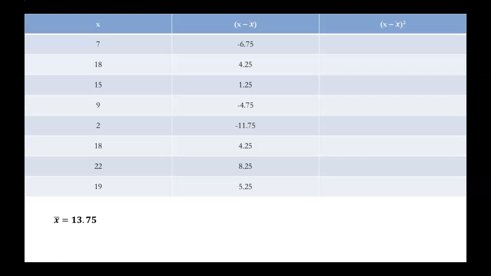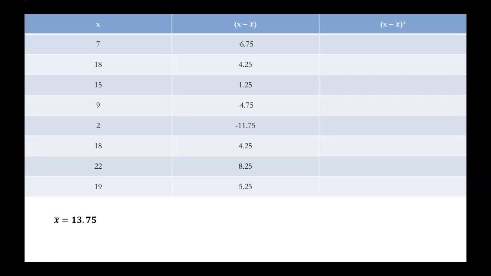Now, if you're doing this in the list in your calculator, you can go up and highlight L2 at the very top and type L1 minus 13.75, hit enter, and that will populate this list for you. Now you'll notice there's some positive numbers and there's some negative numbers. Those negative numbers are why we now have to square that last list, right? Because we want to get rid of those negatives. So we're going to now do our x minus x bar and square it.